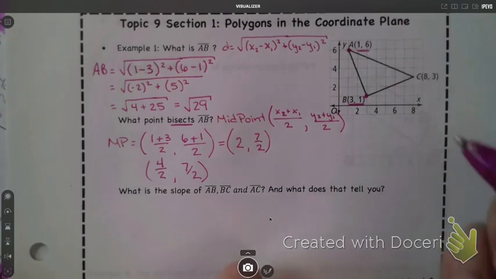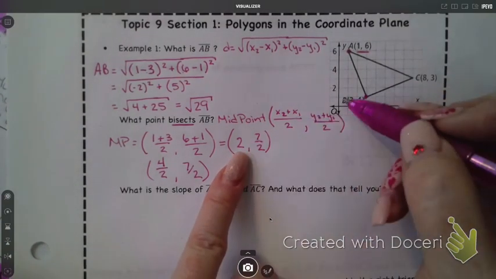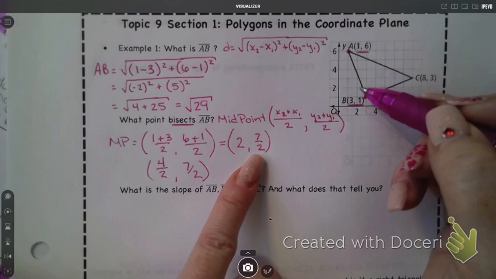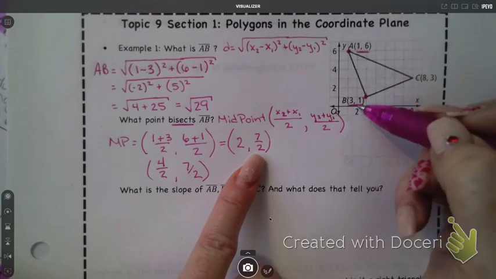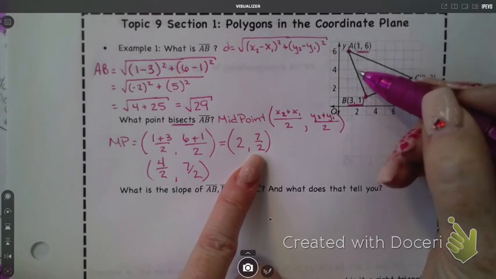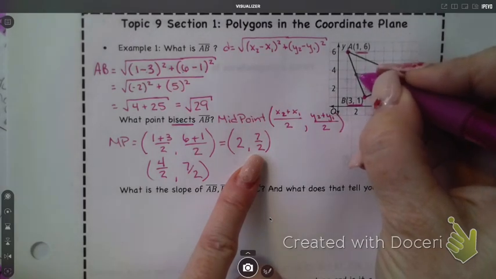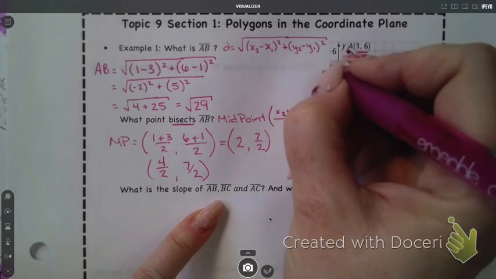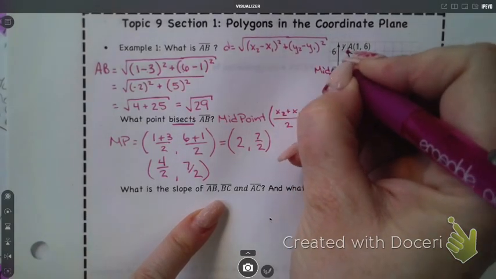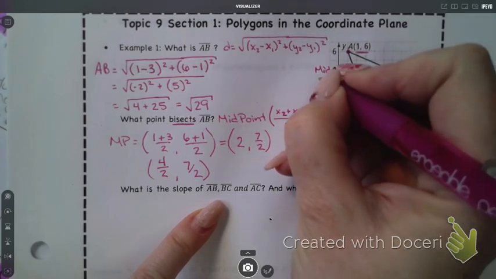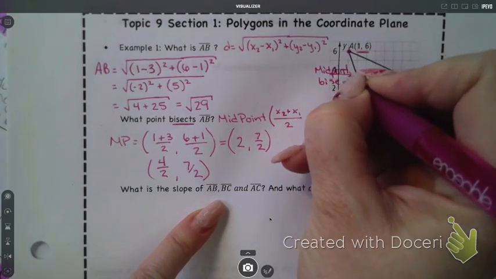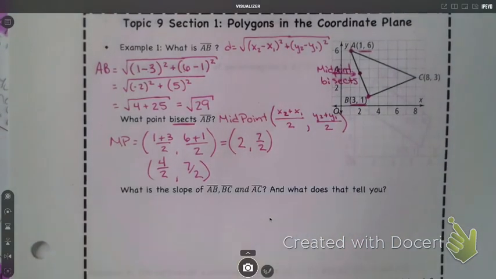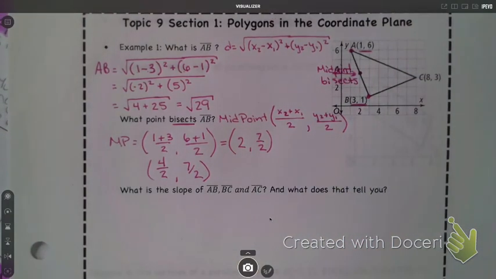Okay, so let's see. So it says 2, over 2 and up 3.5. Is that the midpoint? Does it hit it right there? Something like that. Yes. So this is the midpoint. And it bisects. So when it asks for bisects, is it asking you just for the midpoint? Yes. Another formula you had to put on your sheet, didn't you? Wonder why.